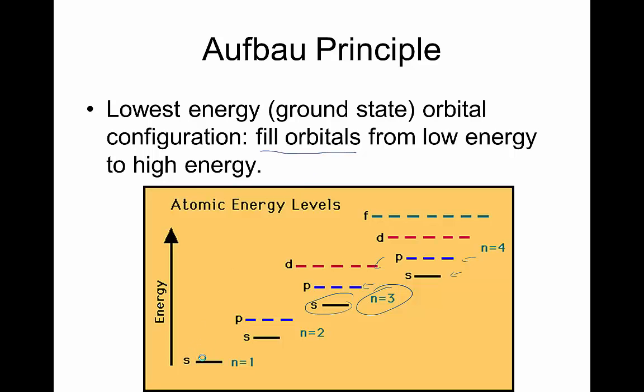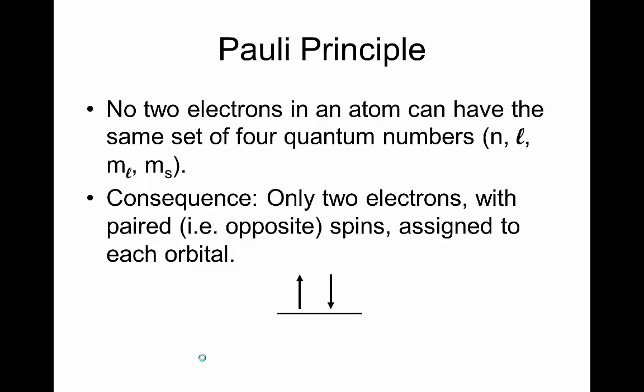Well, we have to combine the Aufbau Principle now with another rule, and that rule is the Pauli Principle, or the Pauli Exclusion Principle. And the Pauli Principle says this: no two electrons in an atom can have the same set of 4 quantum numbers. So if we're assigning electrons to orbitals, an orbital is going to have quantum numbers n, l, and m sub l, and then an electron can either be spin up or spin down, so an electron is going to have an m sub s quantum number. And what we want to make sure is that no two electrons in the atom have the same set of 4 quantum numbers.